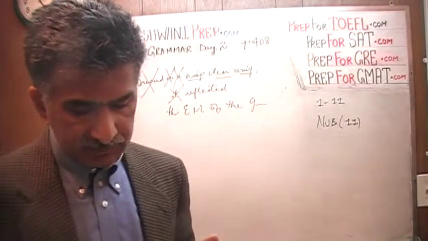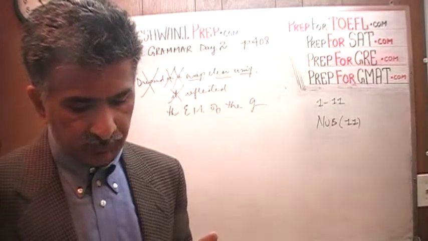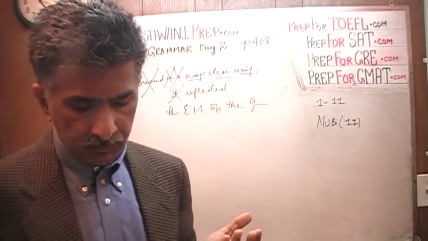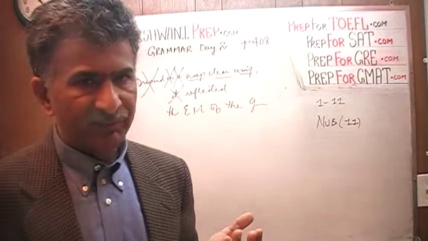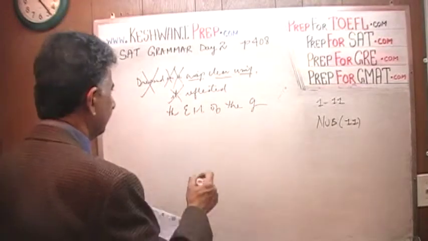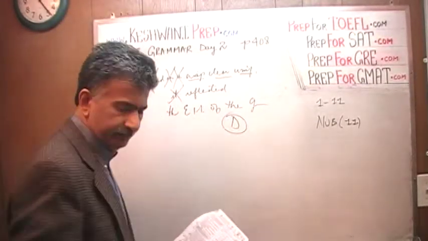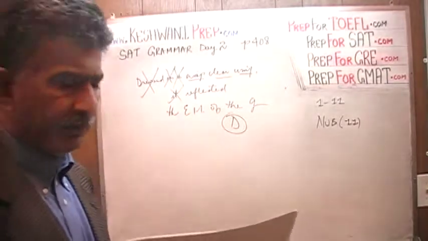D says crisp, clean uniform of the guard reflected her efficient manner. There you go. And E says reflection. That's not what we want. The answer is D. Let's move on to the next one, number 8.